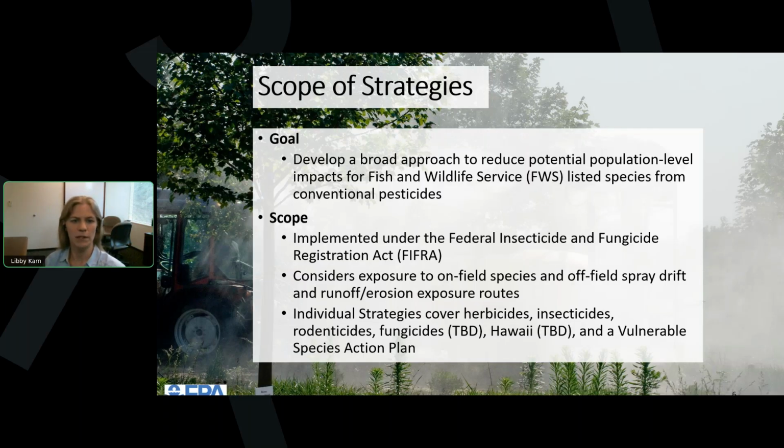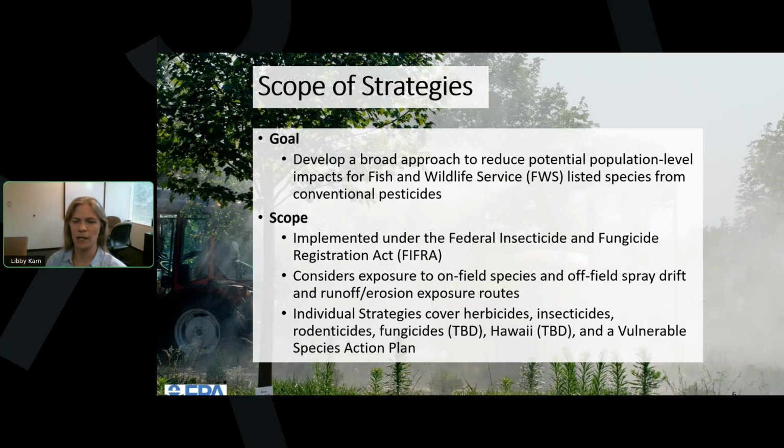The strategies consider potential exposure to listed species that occur on the field where pesticides are applied, and also exposure through runoff, erosion, and pesticide spray drift. EPA will use these strategies as they consider registrations and registration review cases. The strategies are designed to provide EPA reviewers a set of mitigation for broad classes of pesticides that will be protective of large groups of listed species.